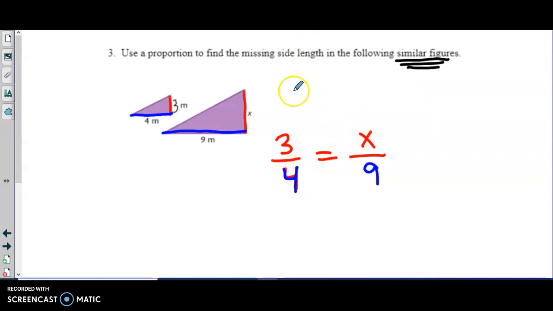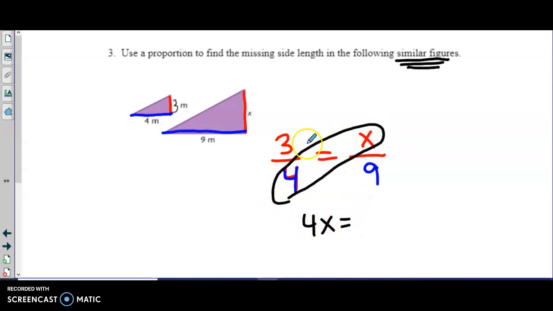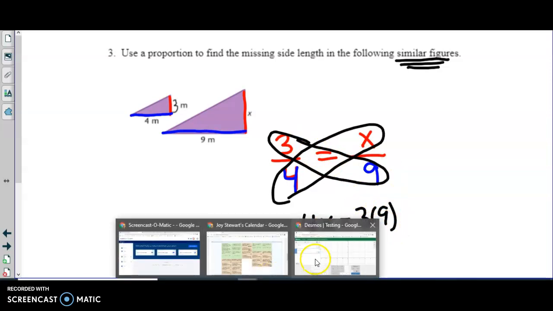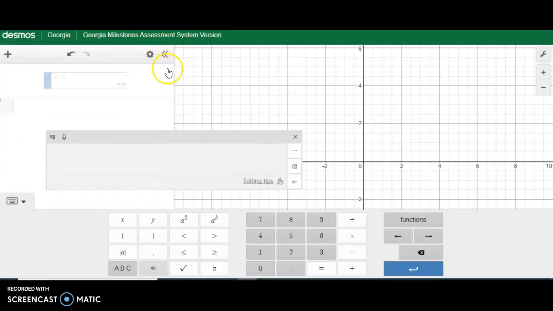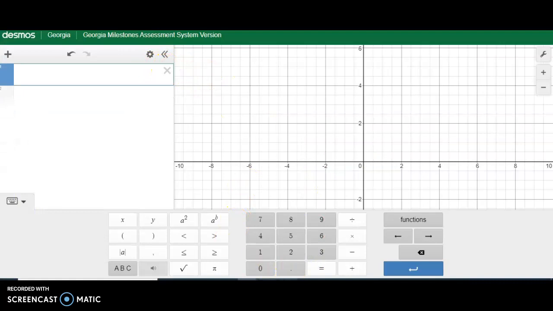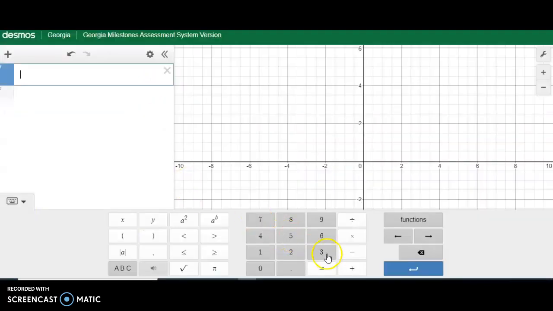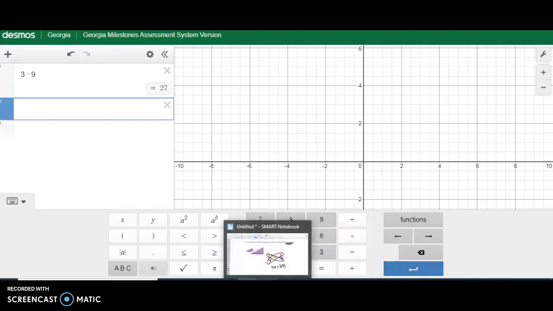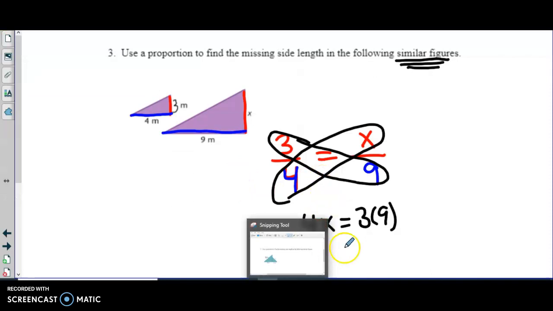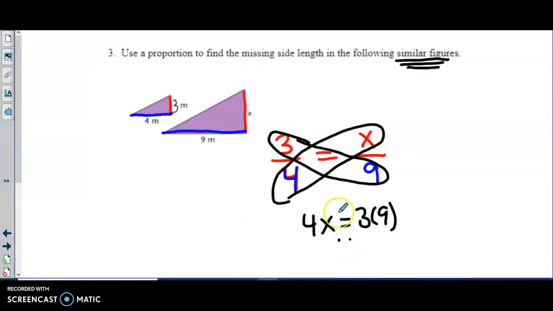Okay, and then we're going to cross multiply to solve for x. So I'm going to do 4 times x equals 3 times 9. And remember, our 2 steps for solving proportions is you cross multiply and then you divide. So let's do 3 times 9. 3 times 9 equals 27. And then we would divide by 4.